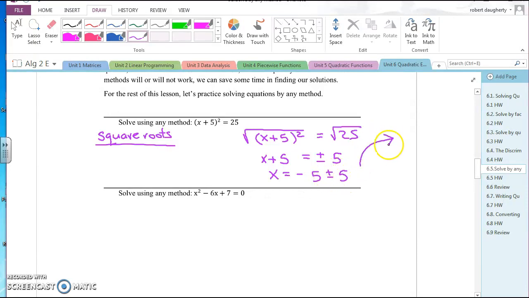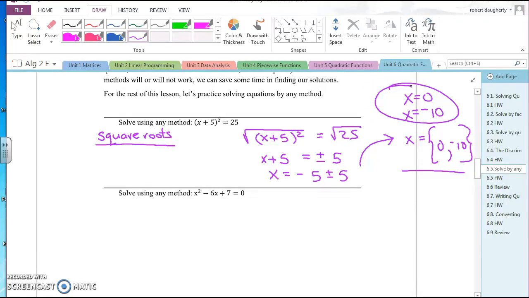So let's figure out what those two numbers are. If I take the plus sign, negative 5 plus 5, that's 0. If I take the negative sign, negative 5 minus 5, that's negative 10, okay? So that's my solution. You could write this as x equals 0, x equals negative 10. Those are your two solutions. Okay, pretty straightforward. That one I can figure out by the square root.